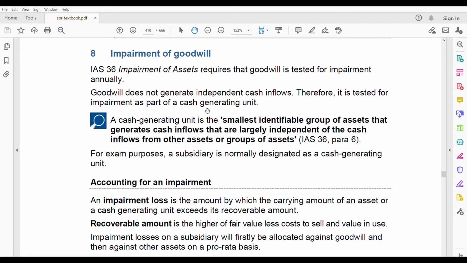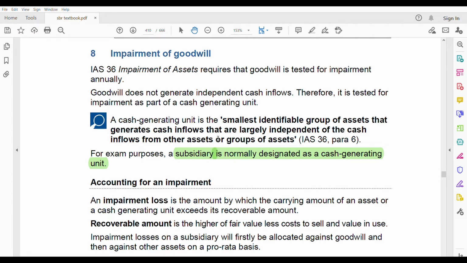What is a cash generating unit? I have explained this in IAS 36. Again, you can go through this definition if you want. For exam purposes, a subsidiary is normally designated as a cash generating unit. So this makes your work very easy. The subsidiary is a cash generating unit. You don't have to worry about how to allocate between all those things.